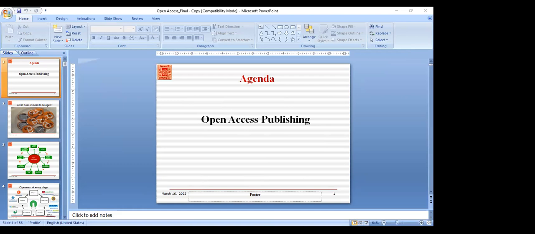Here you see some important benefits of openness. Sir, excuse me, are the slides being changed? Because we cannot see the slides changing. Yeah, I am changing my slides. But, no sir, we can't see the slides changing. We are on the first slide, where the agenda, open access publishing, is written. That's okay, wait.